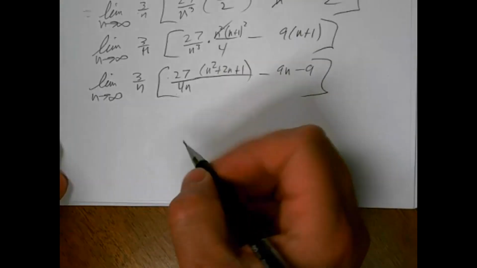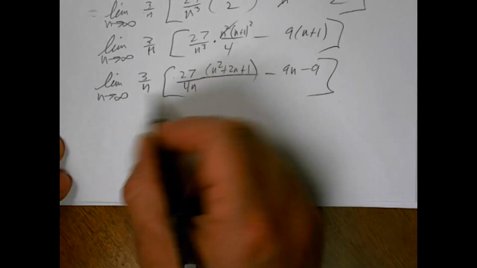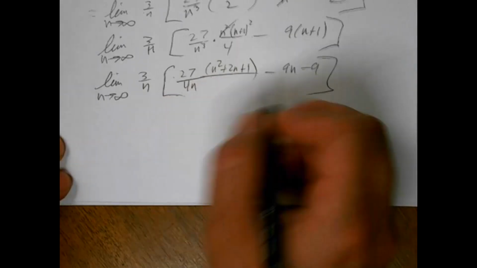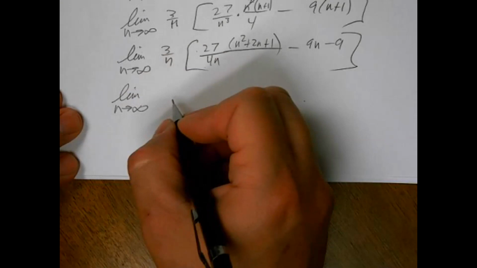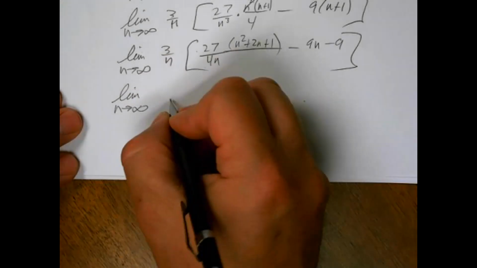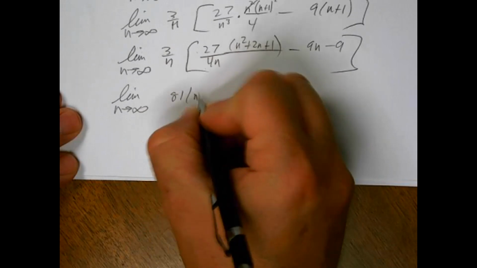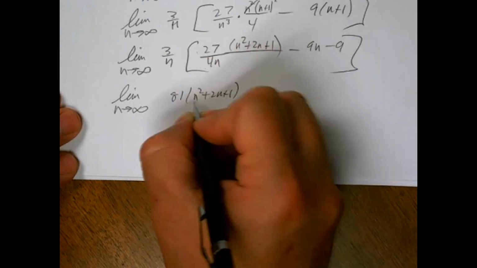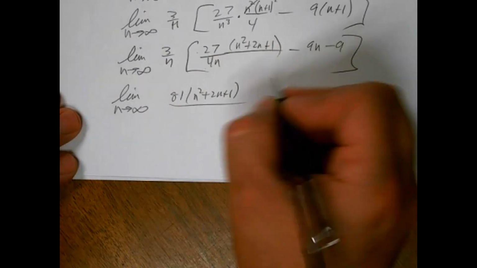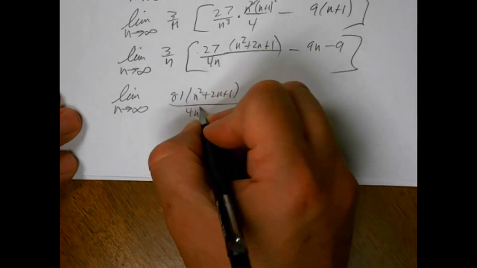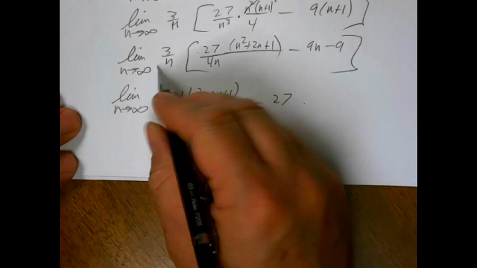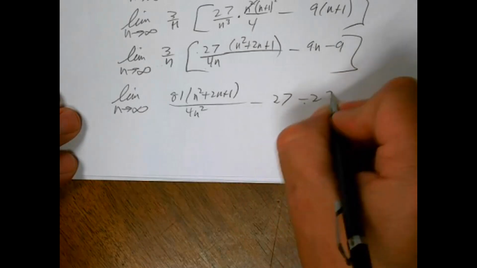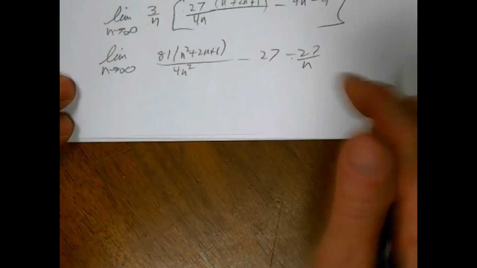Then from there, what's going to happen is I'm going to go ahead and multiply 3n all the way through. Limit as n approaches infinity. 27 times 3 is an 81, times n squared plus 2n plus 1, all over 4n squared, minus, multiplying here, I get a 27 because those n's cancel, minus 27 over n. All right, and it's getting closer, I promise.